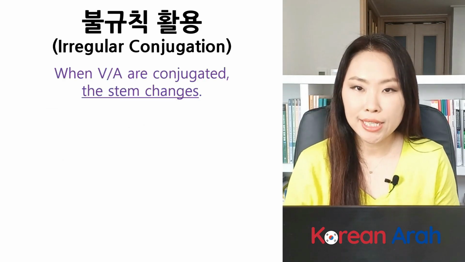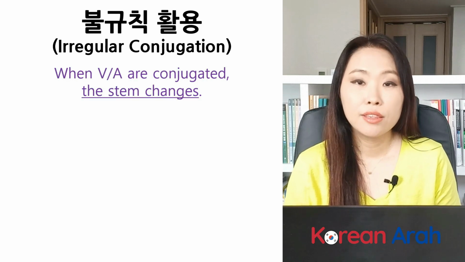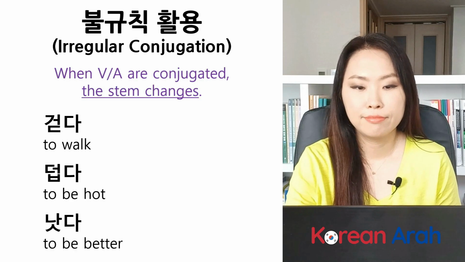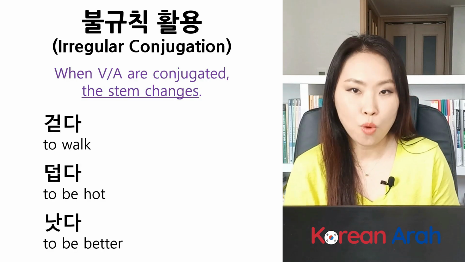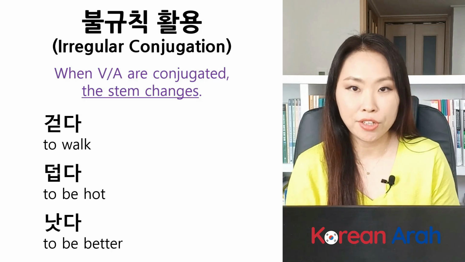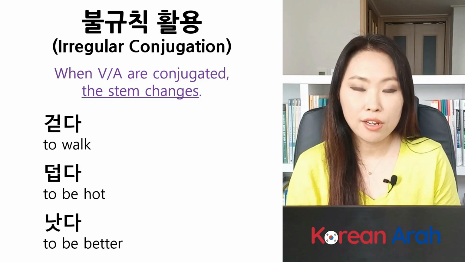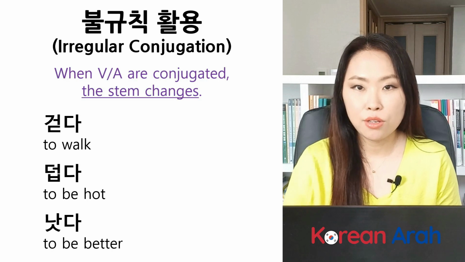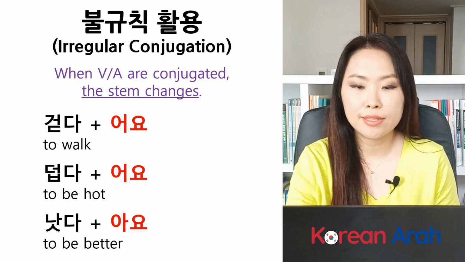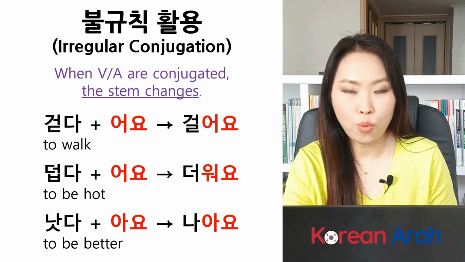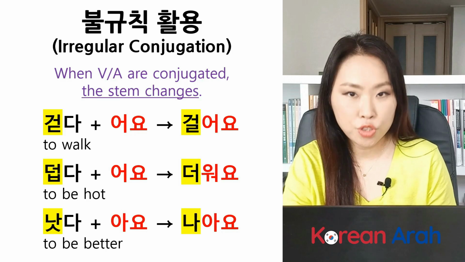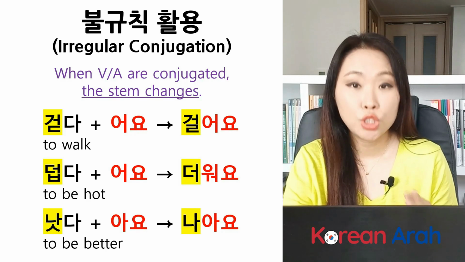불규칙 활용, irregular conjugation. When verbs or adjectives are conjugated, the stem changes. For example, 걷다, to walk. 덥다, to be hot. 낫다, to be better. When they are conjugated with the present tense ending, which is 아요 or 어요, they become like this. 걸어요, 더워요, 나아요. After conjugation, the stem changed.